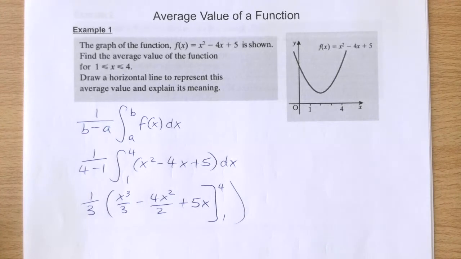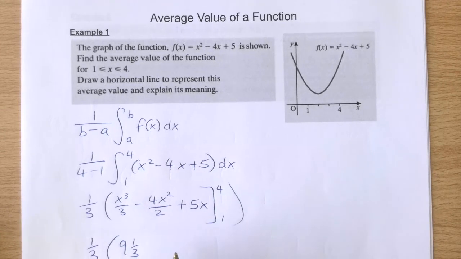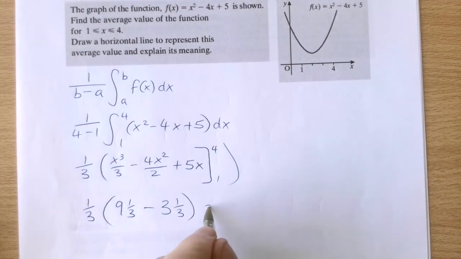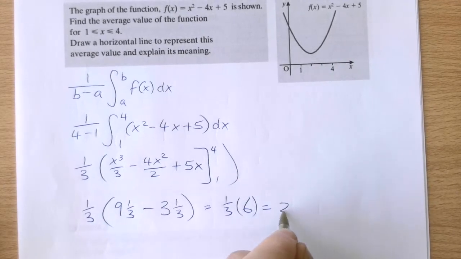Now when I work out the first part, when I sub in 4 for x, I get 9 and a third, and then when I work out the second part, I get 3 and a third. Then I take the two of those away from each other, which is 6. Then I get a third of 6, which is equal to 2.